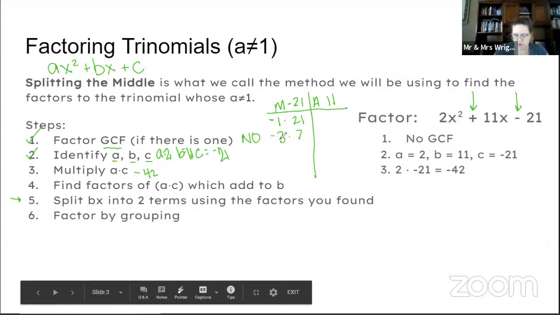Let's try 4. 21 divided by 4. No, that's not going to work. 21 divided by 5. Nope. Not going to work. 21 divided by 6. Nope, that one didn't work. So these are all of our factors here. Now, one of these should add to be a positive 11. Negative 1 plus 21 is going to be a positive 20. So I don't think that's it.